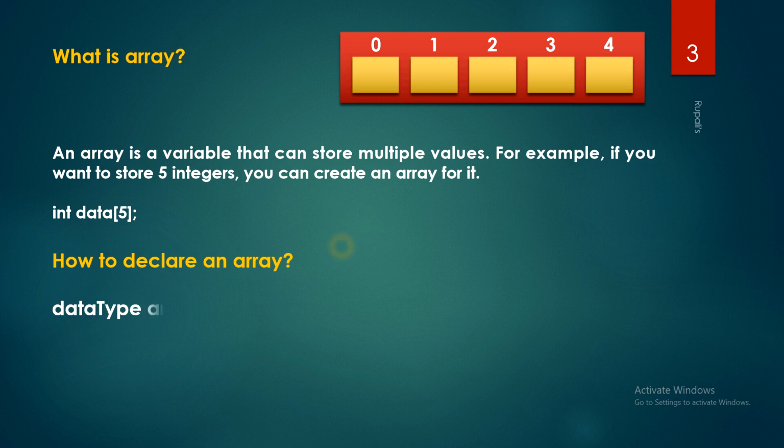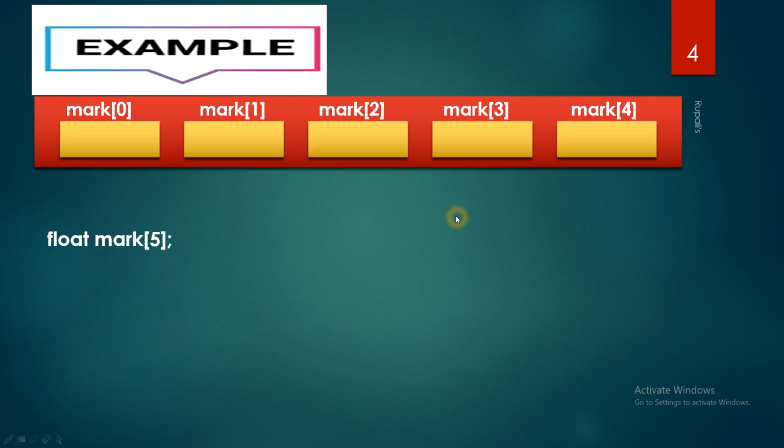So how to declare an array? In this way. The general form is this. First you have to write the data type. Here it is integer. Then the array name. Here it is data. And the array size. Here the size is 5.